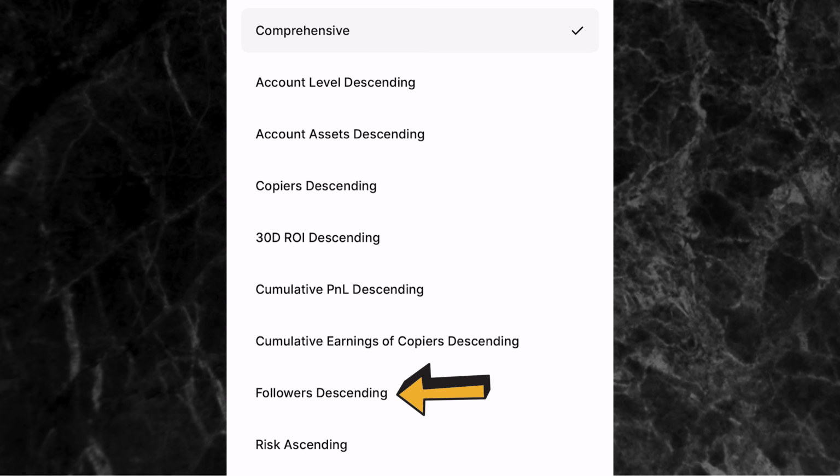Now, the next one will be followers descending. If you are picking this category, it will show you the traders that have the highest followers, then down to the ones with the lowest followers. Followers is different from copiers. Copiers means the people that are copying your trades, but following means that they are just following you. They might not be copying your trade. I hope you understand. And then you have risk ascending. Risk ascending means that it will show you traders with the lowest risk up to traders with the highest risk.